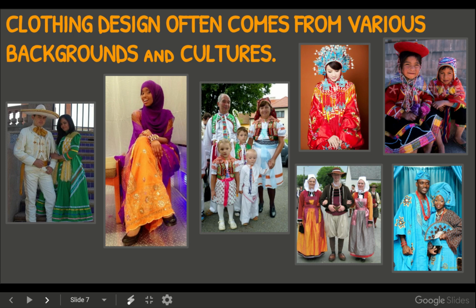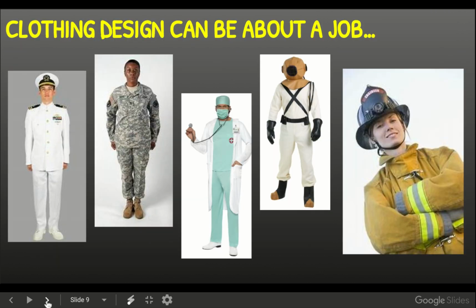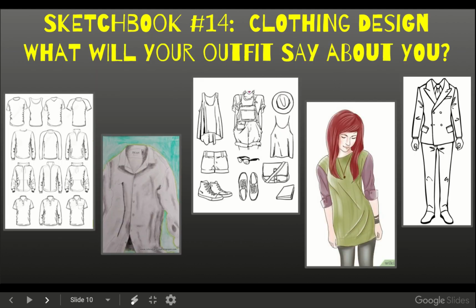Clothing design often comes from various backgrounds and cultures. So perhaps you want to celebrate something about you and your culture or your background with your dapper animal. So maybe you will choose clothing based around that. Clothing can be about hobbies you have. Maybe your dapper animal goes to the derby. I don't know. So think about what you want your dapper animal to be. Clothing can be about a job. Maybe your dapper animal has a career that you want it to show by what it's wearing.